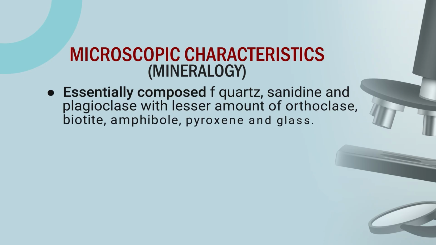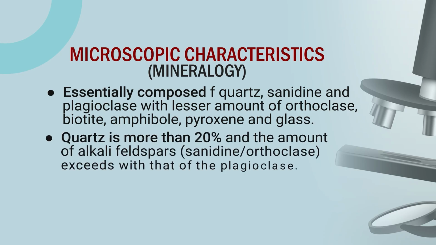Mineralogy wise, rhyolite essentially is composed of quartz, sanidine, which is the potash feldspar, and plagioclase with lesser amounts of orthoclase, biotite, amphibole, pyroxene and glass. Quartz is more than 20% in these rocks, and the amount of alkali feldspar, that is sanidine or orthoclase, usually is known to exceed that of the plagioclase feldspars.